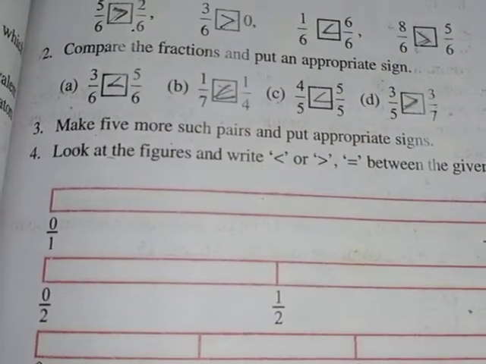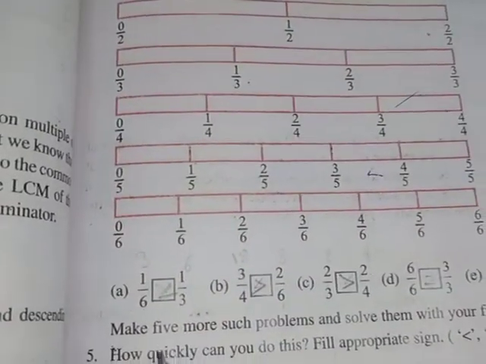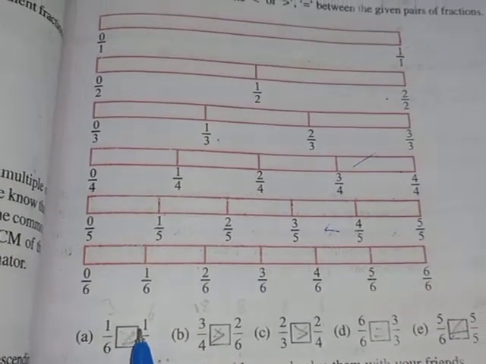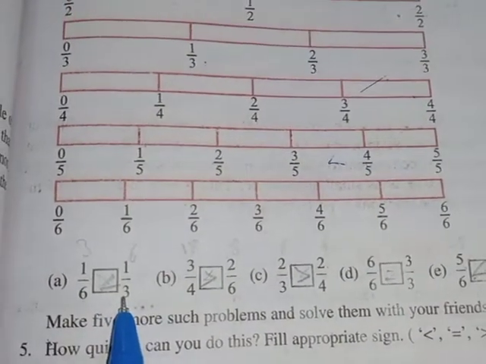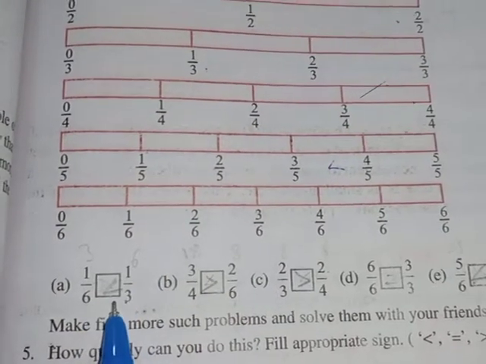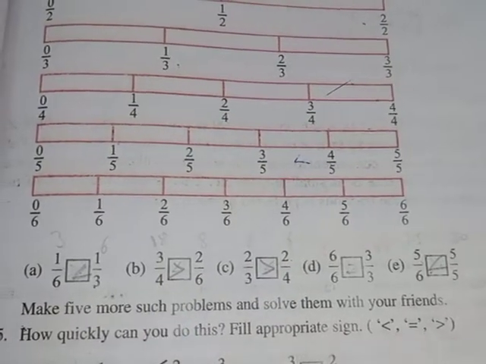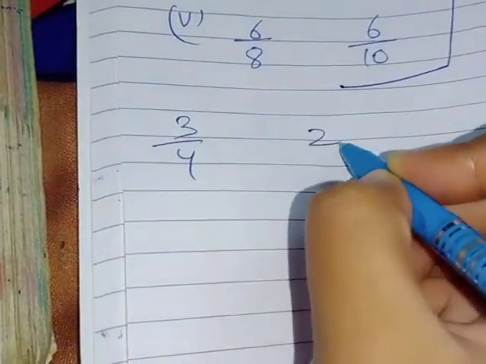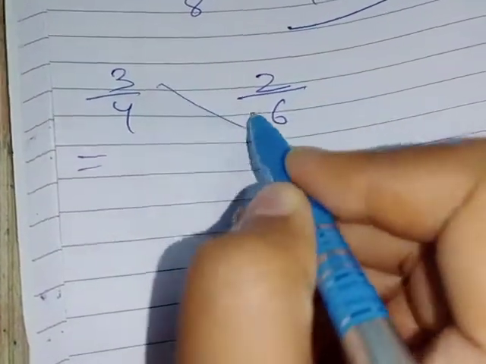Then after this, question number 4 is, look at the figure, write the appropriate signs between the given pair. You see 1 upon 6, 1 upon 3. When numerators are same, we know that a smaller fraction is considered as the greater one. Therefore, towards the 3. B, if you see, what is the main point to notice here? Numerator and denominator, both the given numbers are different. What we can do? Cross multiplication.